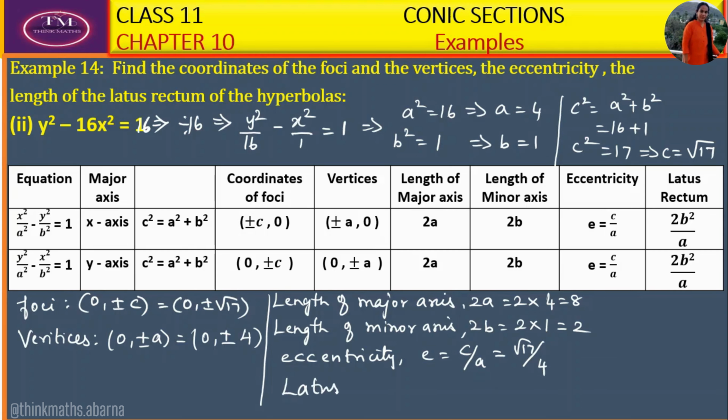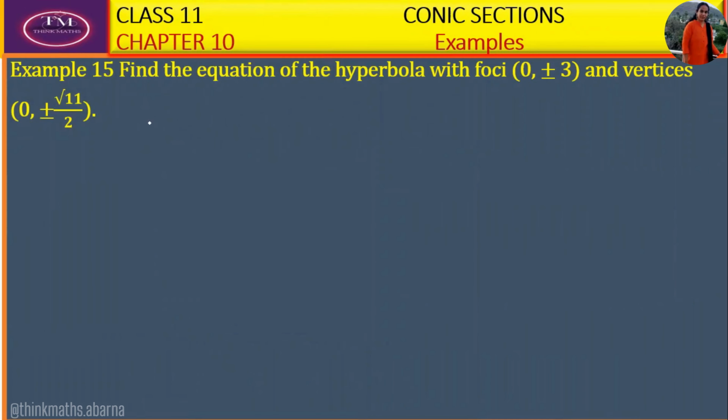Last one, latus rectum. Latus rectum is 2b square by a. So 2 into b square, which is 1, and a is 4. So 2 by 4, which is equal to 1 by 2. So the latus rectum is 1 by 2. Clear, children? Do you understand? Is it easy? Yes. So moving on to the 15th problem.